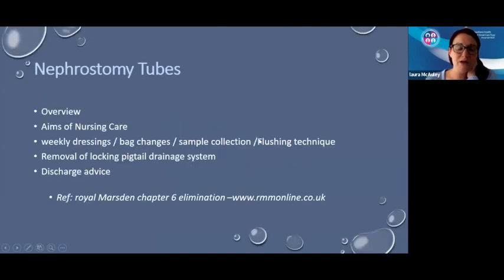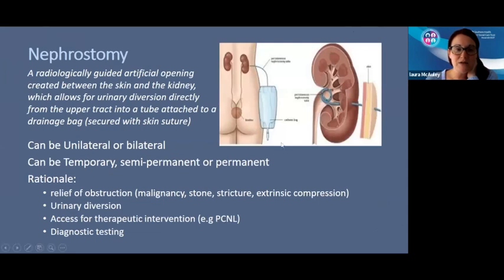So these are our learning outcomes for nephrostomy tubes. So we're thinking about an overview, a quick run through some basic nursing care, care for them in the community, how to remove them, and also their indication in the first place. So this is what a nephrostomy is.